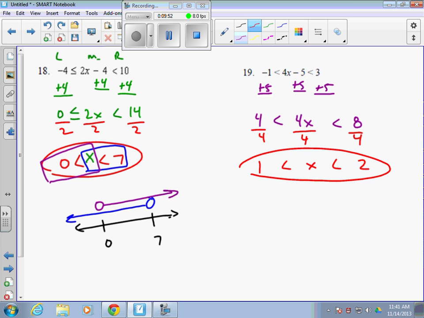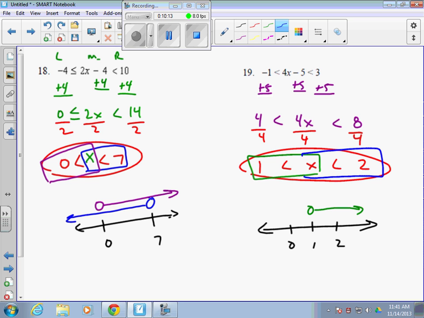Again, there's your compound inequality. Graph them on the same line. Zeros here, ones here, twos here, just to have perspective of everything. You read them separately. Read this one as x is greater than 1. You have to read it backwards. So greater than 1. And read the other one the way it's written. X is less than 2. Less than 2. Again, you're talking about the overlapping area for both of those and inequalities.